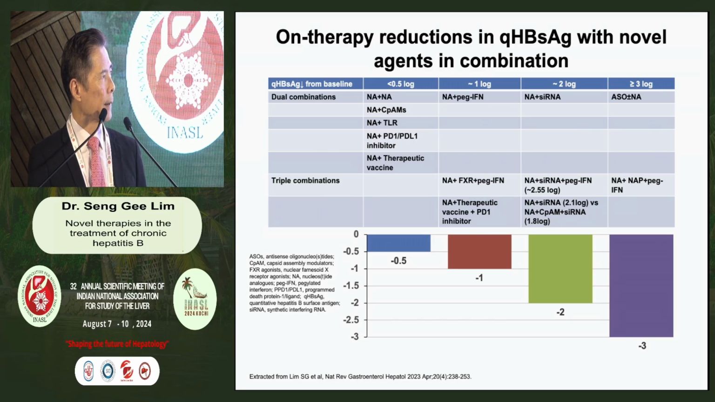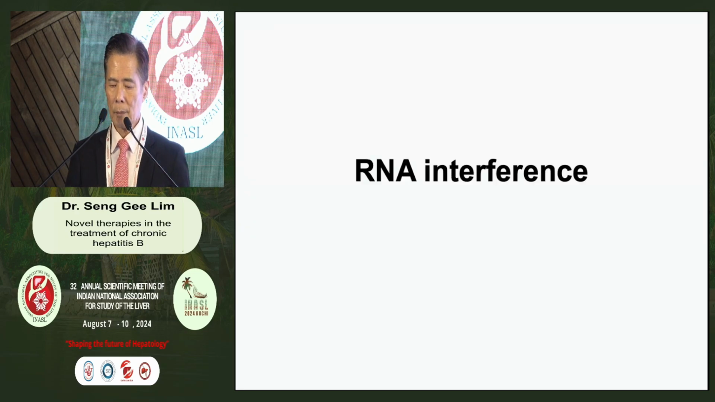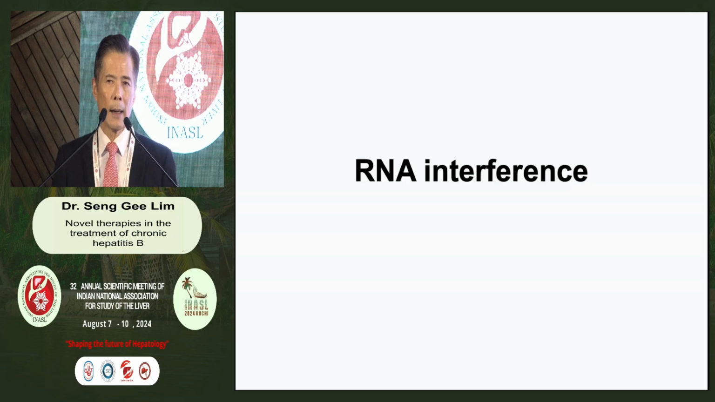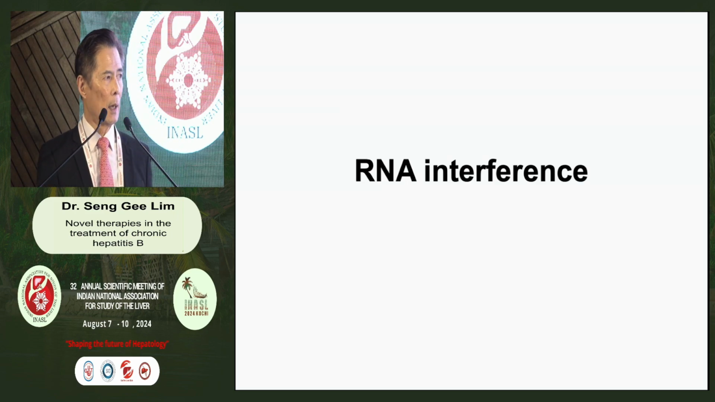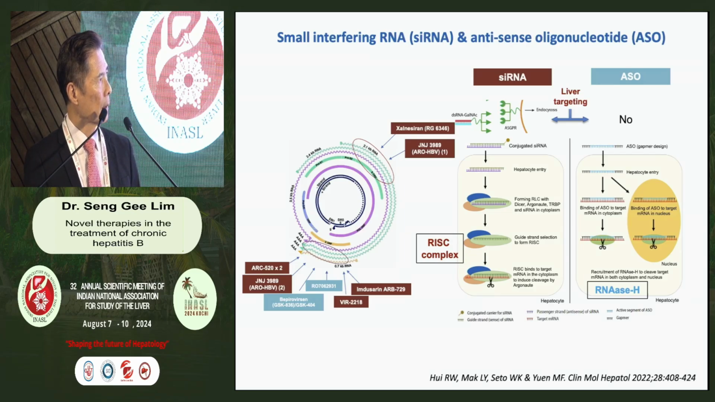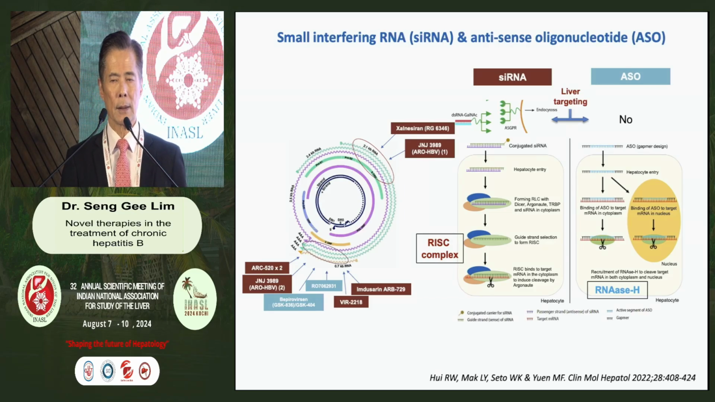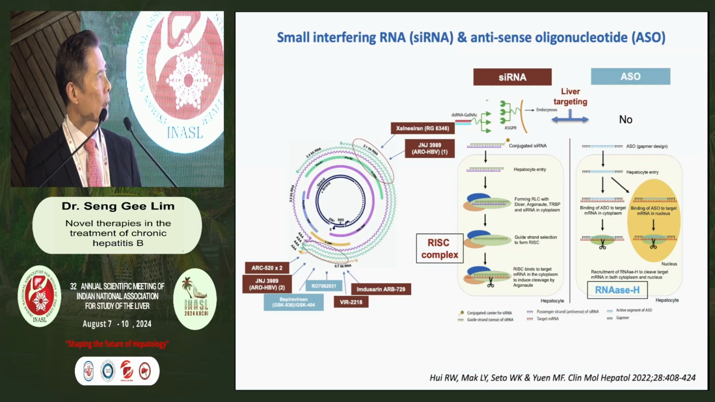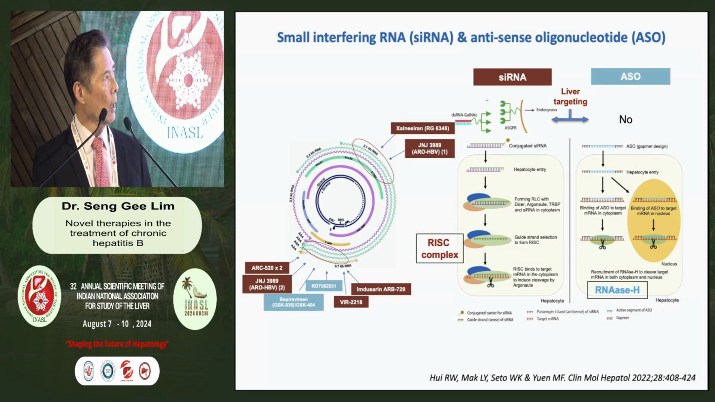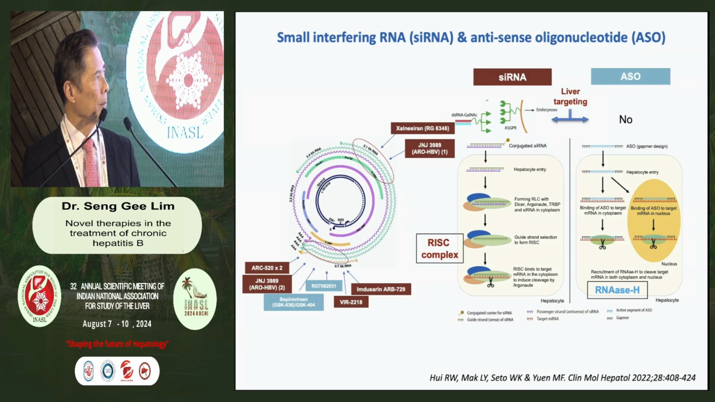And siRNAs are somewhere in between. So let me go and talk about RNA interference, which now is considered to be the backbone for novel therapeutics. There are two agents in this class here, the antisense oligonucleotides and small interfering RNAs. All small interfering RNAs are GalNAc conjugated, so they're liver targeting, while antisense is not liver targeting and they're naked. So the mechanisms of the actions is also different.